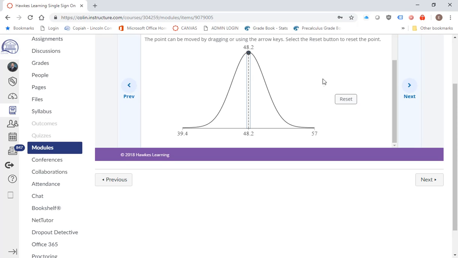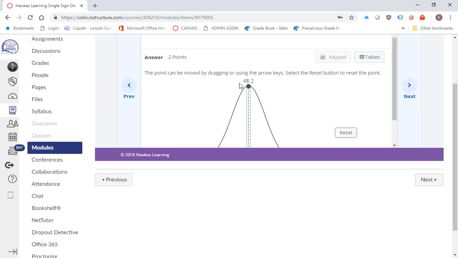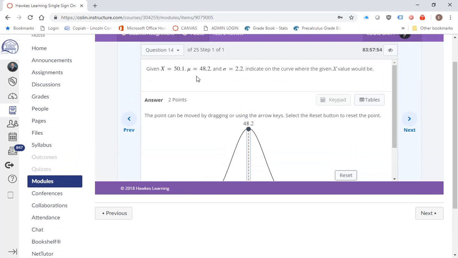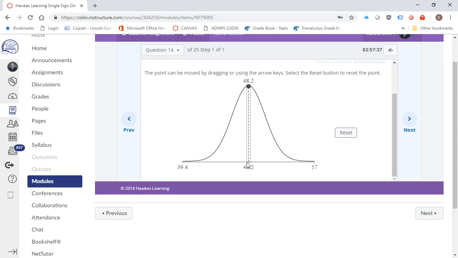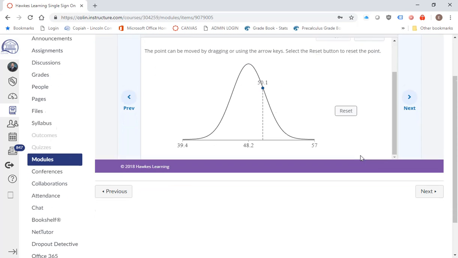Alright, so this says x equals 50.1, mu equals 48.2, and sigma equals 2.2. Indicate on the curve where the given x value would be. Well, the x value given is 50.1. So I just need to move this to 50.1. There you go. That's where the x value would be.